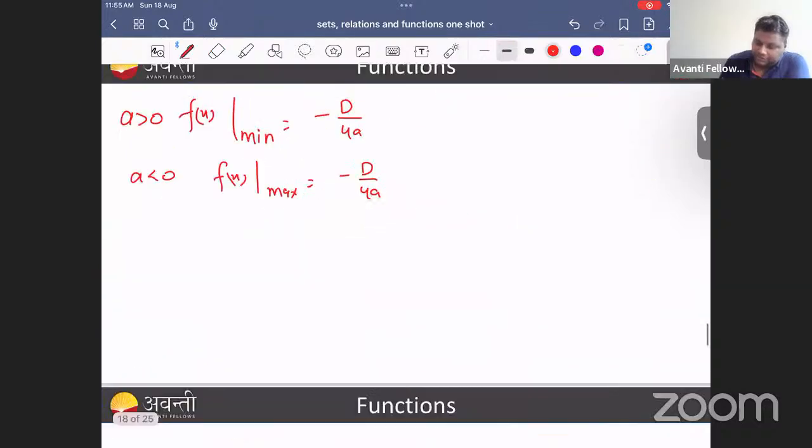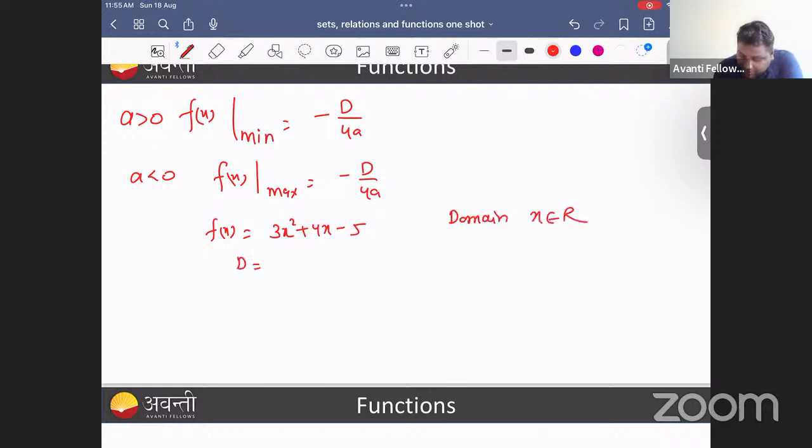Now a simple question: say f(x) is 3x square plus 4x minus 5. The domain of this function is always R. It's a polynomial function, so the domain is R. If you find its D, it will be b square minus 4ac. So that is 16 minus 4 into 3 into minus 5. So that will be 16 plus 60. That is 76.